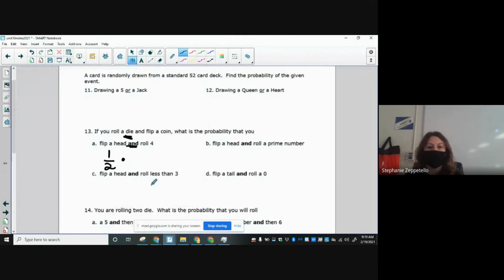So rolling a 4, you have a 1 in 6 chance, right? There's only 1 4 on a dice. And since it says and, you're multiplying. Multiplying fractions, 1 times 1 is 1. 2 times 6 is 12. So you have a 1 out of 12 chance that if you flip a coin and then roll a dice, that you'll get heads when you flip the coin and a 4. So both things have to happen.